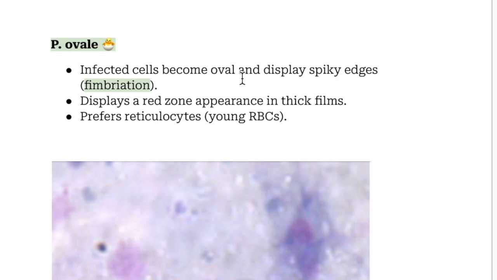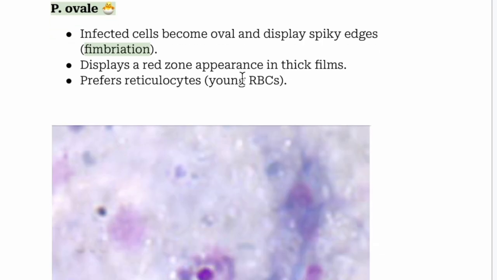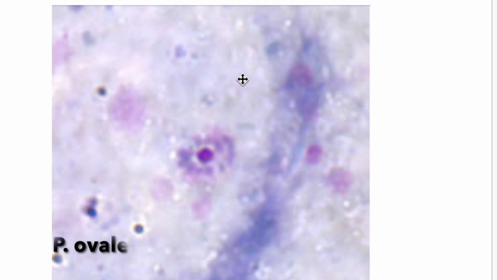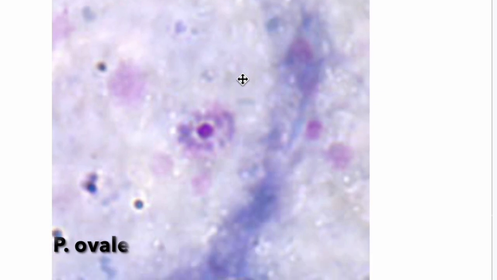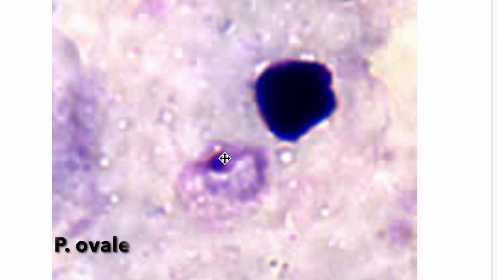And another thing that differentiates it from what we've discussed: the cells become oval and display these spiky edges called fimbriation. They sometimes also display a red zone in thick films. So this is what it's looking like in a thick film for P. ovale. Got the chromatin dot and I guess some red bits around. I need to look at a lot more of these before I can feel comfortable at identifying them.